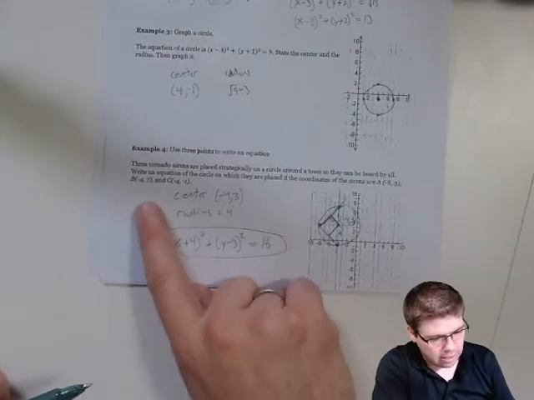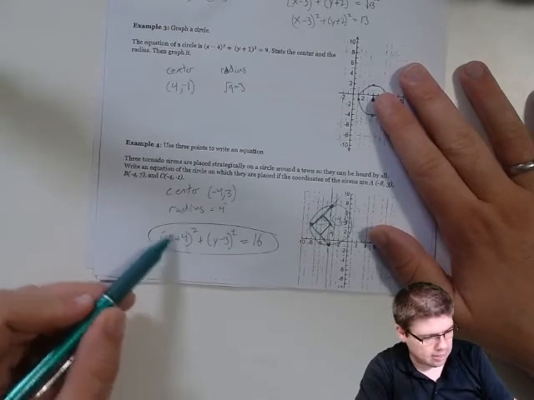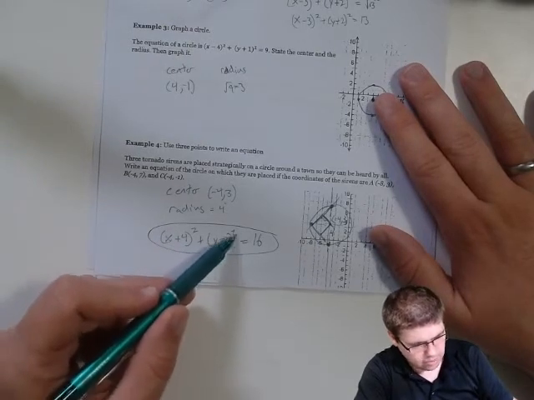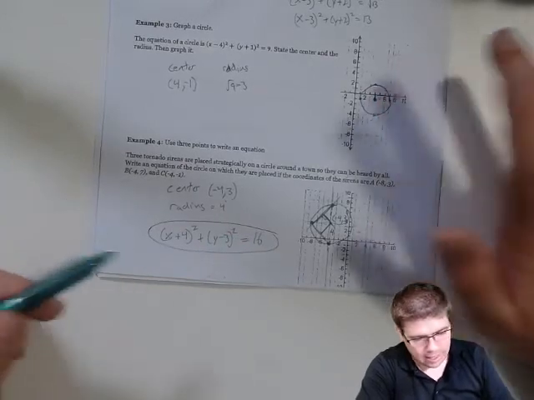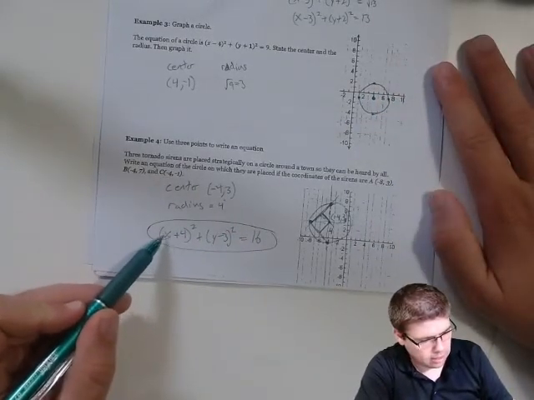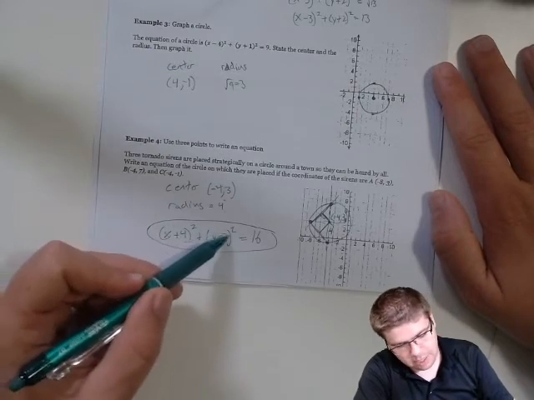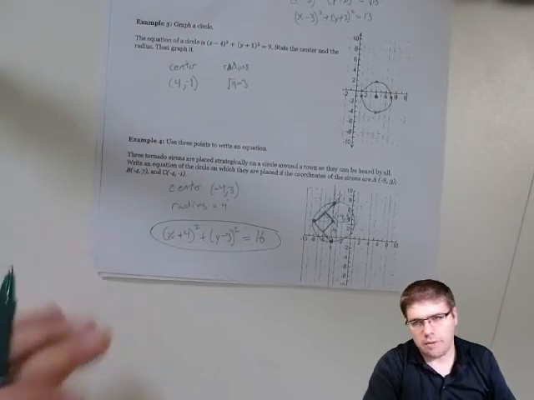You should be able to plug in -4, 7. So x + 4, that's going to be 0, and then 7 minus 3 squared is 16. So 4 squared is 16. That works out. And then -4, -1 should work as well. So x + 4 here, that ends up being 0. -1 minus 3 is -4, squared is 16. So all those points work out if you plug them in.